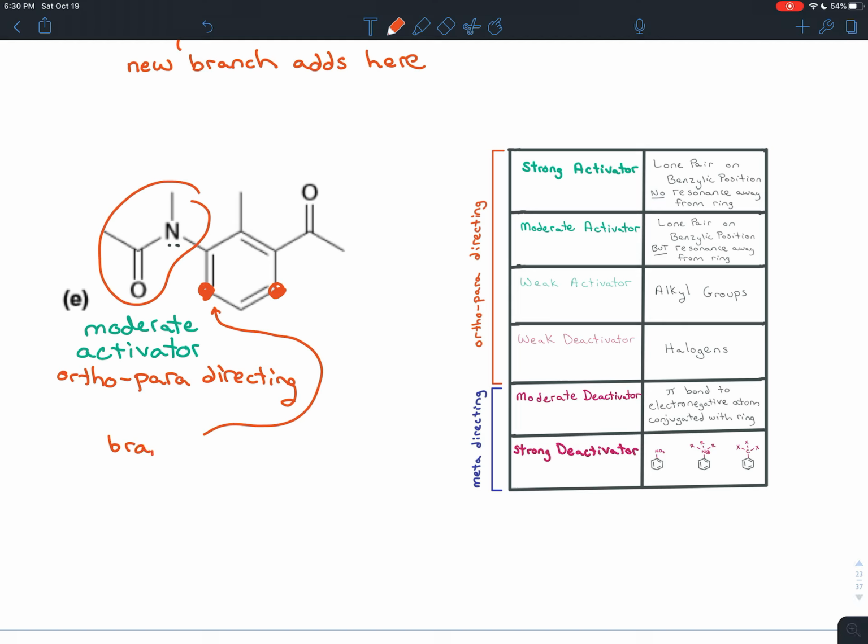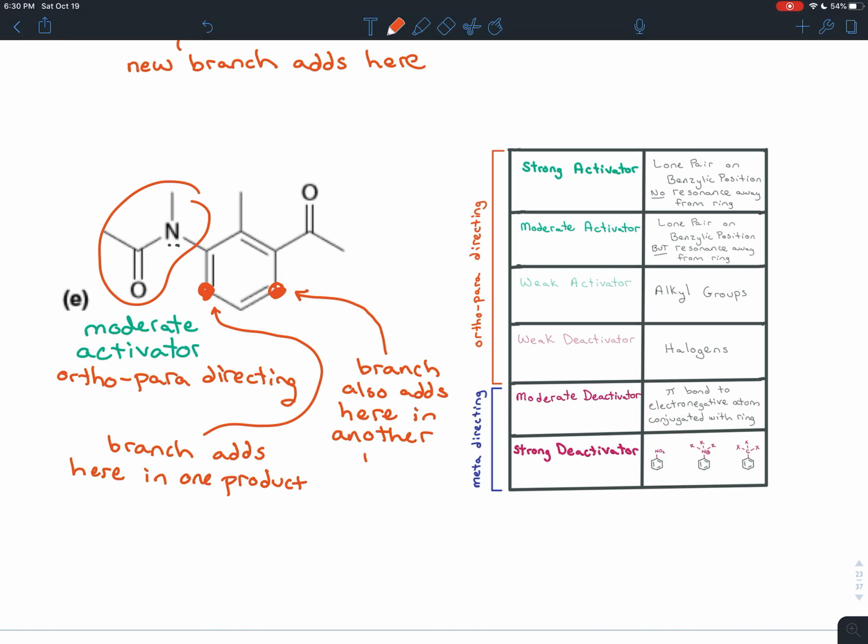The branch, whatever new branch you're trying to introduce, it will add to the left in one product, and this is a different position on the right. There isn't symmetry in this molecule, so these are both different positions that whatever branch you're adding will also add at the other position, the para position, in another product. And so you'll get more than one product when you try to do an electrophilic substitution reaction with that molecule.